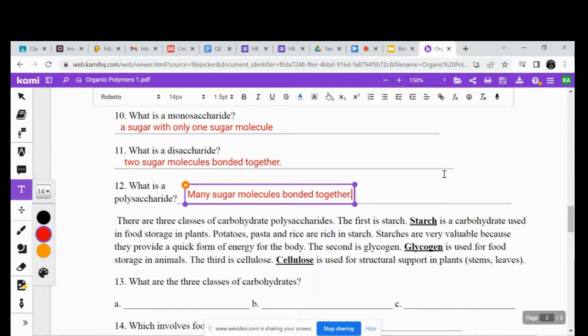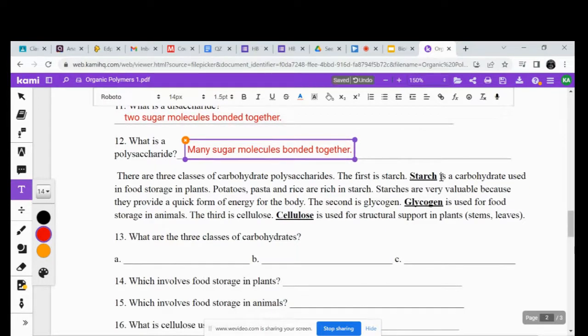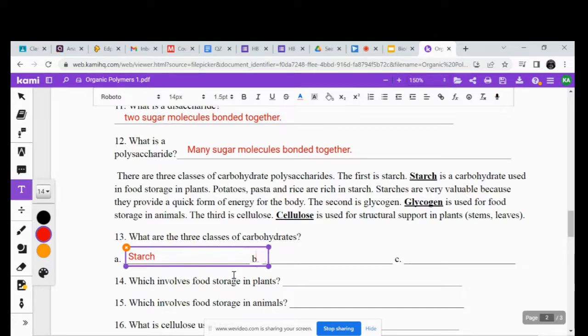What are the three classes of carbohydrates? We got starch, which is how plants store their energy. They store it in the form of starch. We got glycogen, which is how animals store their energy. One way they store their energy is in the form of glycogen. And then you have cellulose. Cellulose is the structural component in plants, like the leaves, the bark, things that you can't digest. You could try eating it, but humans cannot digest cellulose. It's what gives plants their structure.